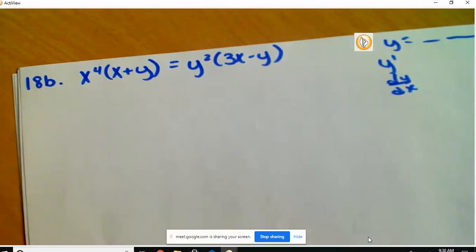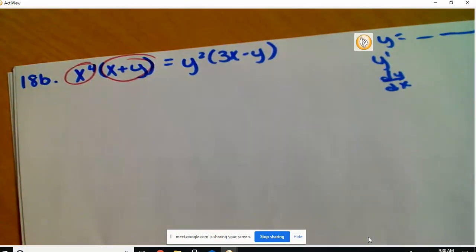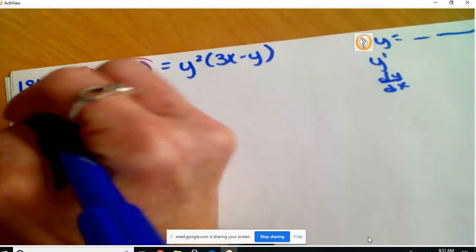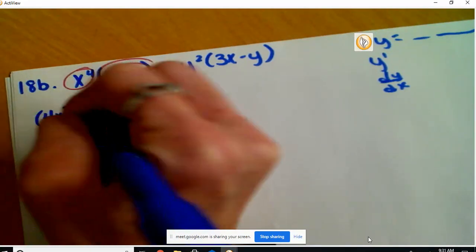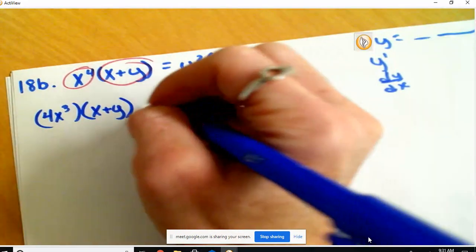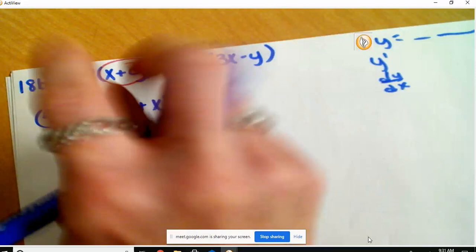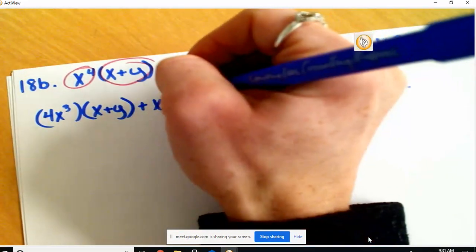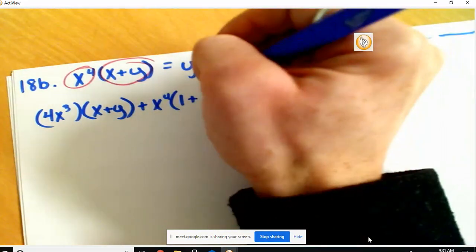So we're going to do the product rule. Okay, so the first times the second. So derivative of the first, derivative of x to the fourth would be 4x cubed times the second, plus the first, so x to the fourth, derivative of the second. So derivative of x plus y. Derivative of x is 1 plus, what is the derivative of y?